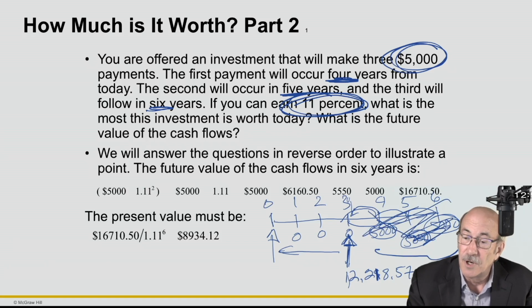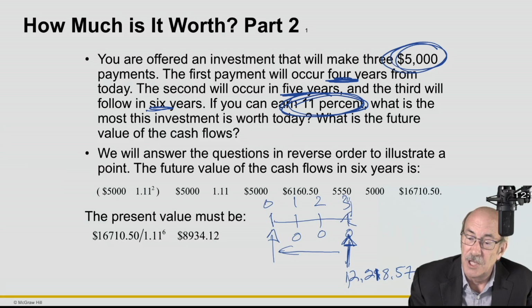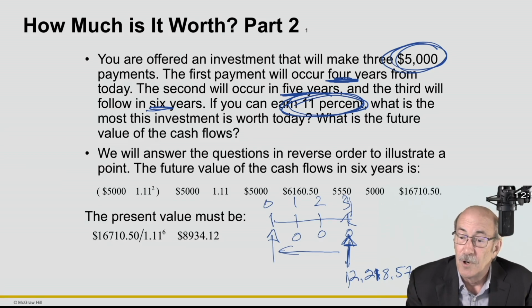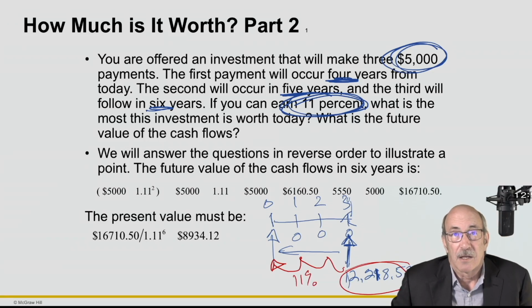Now we can forget about all of this out here. Let's just erase this bit. Out here, we don't want that getting in our way. Now we're dealing with simply a lump sum, right? Now we just want to move this lump sum back 1, 2, 3 years. We're still going to use the 11% rate to move it back.